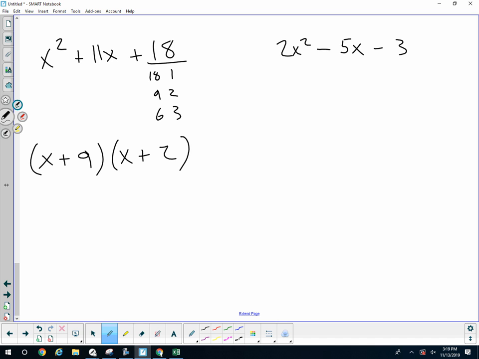Longer method. The full backwards distributed method. Multiply A times C. Write down B. Rewrite your middle term using the two numbers that multiply to get negative 6 and add to get negative 5. If you have a negative, put it first. If you have two negatives, doesn't matter.